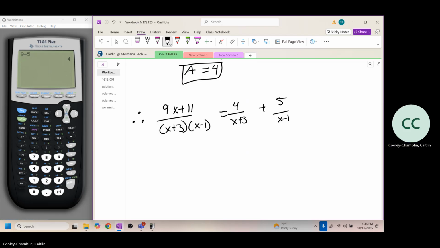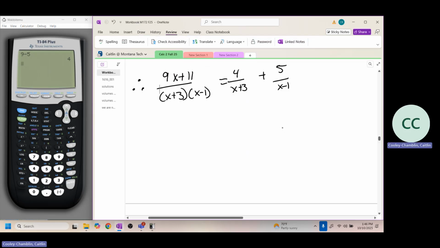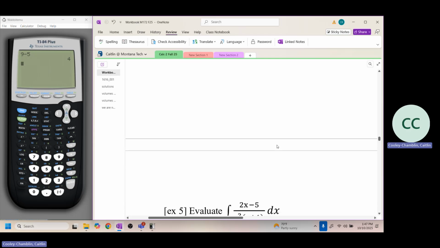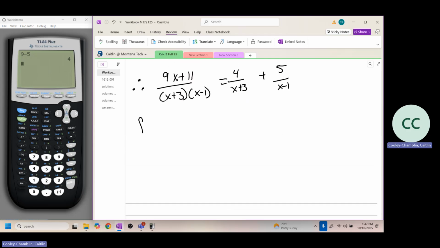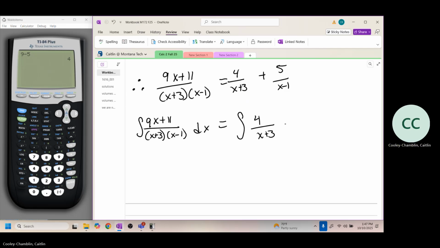All right. Well, the initial problem asked us to integrate. It said, yep, I'm running out of page. We want the integral of 9x plus 11 over x plus 3, x minus 1, dx. And that is going to equal the integral of 4 over x plus 3 plus 5 over x minus 1 dx. And we can actually use substitutions on these and integrate them. So we are going to do that.